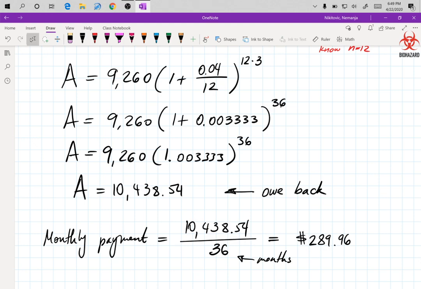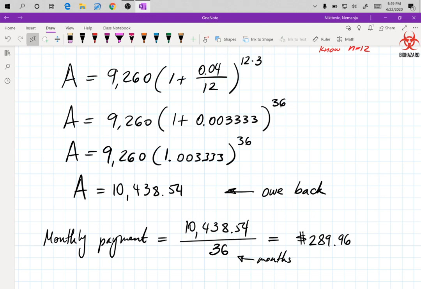So when they offer you a different payment plan with more years, that necessarily means that you will go and actually spend more money over time, but you will have a lower monthly payment.